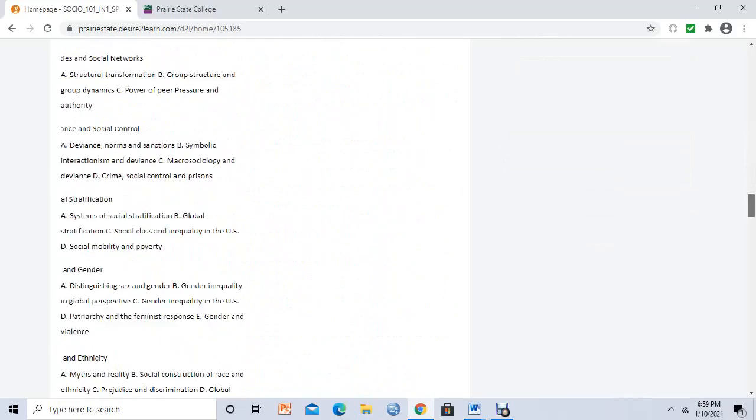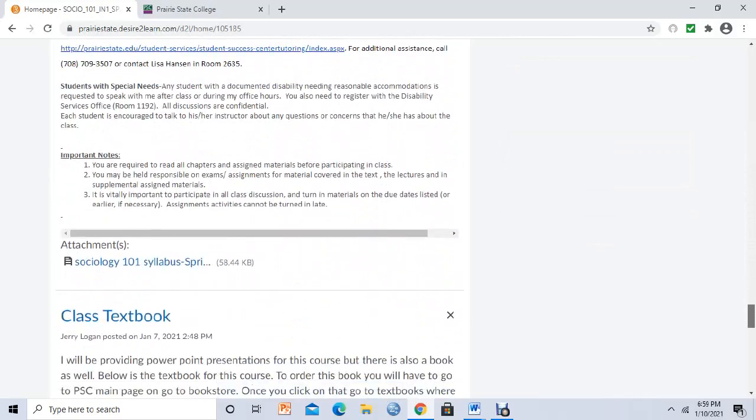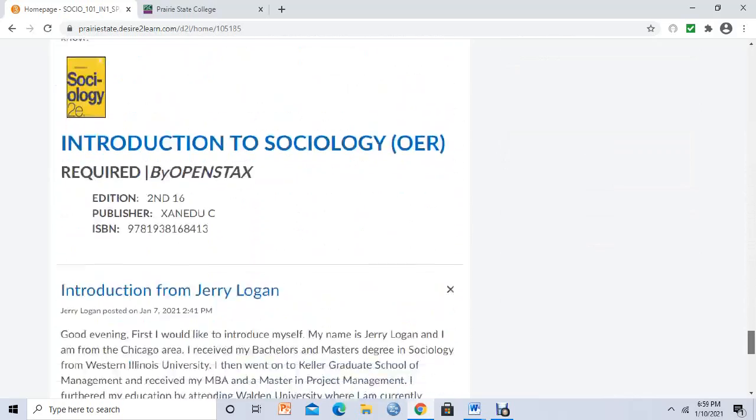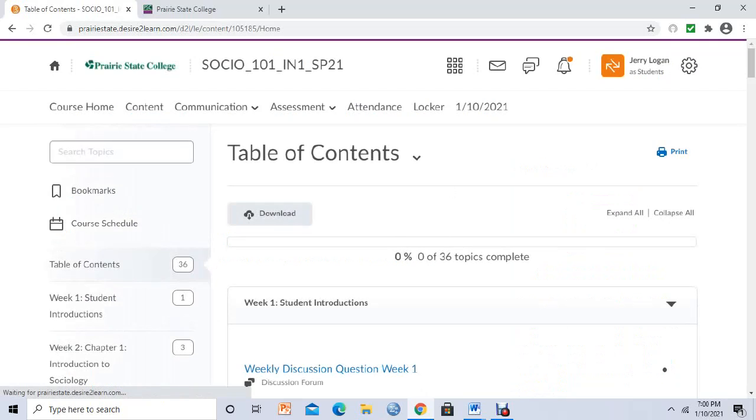Again, I'm viewing as a student. You all should have access to everything as far as the announcements, the syllabus, the class textbook, my information. Now let's scroll over here. How are we going to figure out how to get to everything we need? Course content right here. Let's click on this. Let's see where we are. Now, let's stick to the course content.